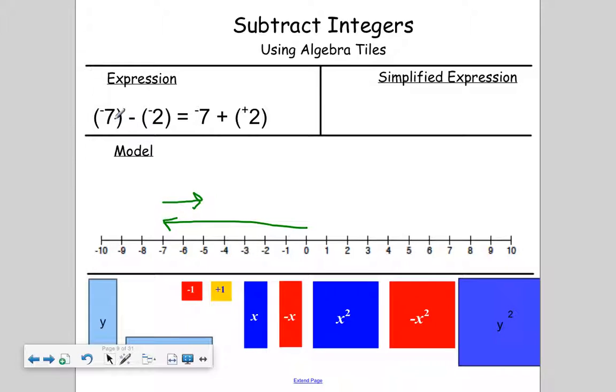How can I rewrite this as an additive expression to check my work? Keep negative 7, add it. Opposite of negative 2 is 2. And what is negative 7 plus 2 equivalent to? Negative 5.